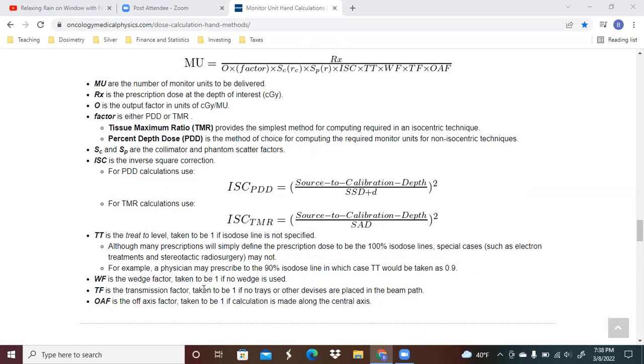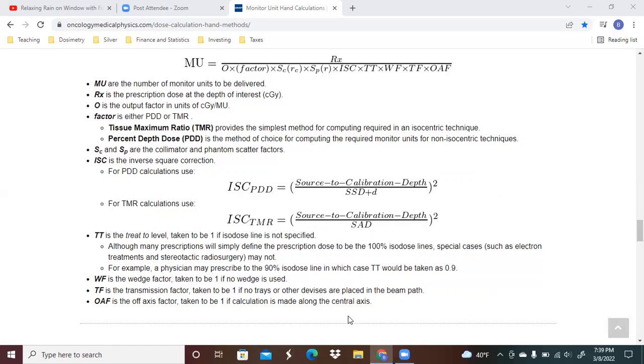TF, in this case, is the transmission factor, taken to be 1 if no trays or other devices are placed in the beam's path. So if you don't have a tray with a block in it, then you don't have to worry about putting in the tray factor, which is going to decrease the amount of radiation that's actually making it to the target. And then you've got the OAF, which is the off-axis factor.